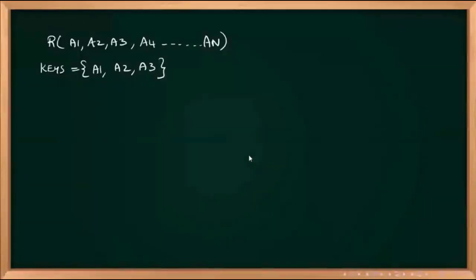I have given you a question. Yes? This question was this one, or now I am showing it on the screen. Relation A1, A2, A3, A4 up to AN. Keys are A1, A2, A3. How many super keys are possible with this particular functional dependency combination? How many total number of super keys are possible with this one?